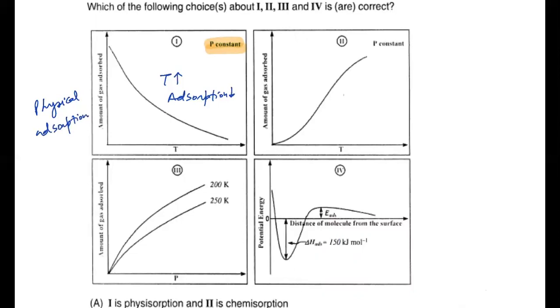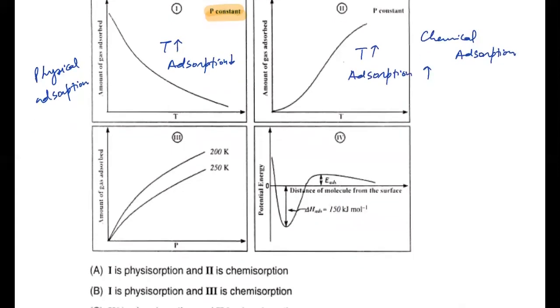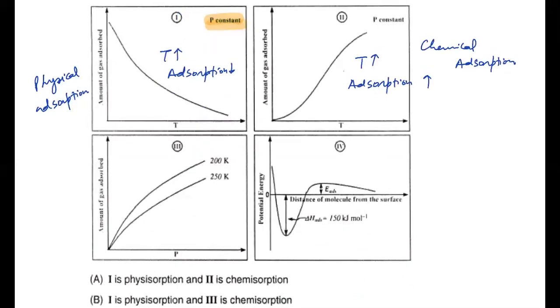Next case, if I see where pressure is constant and on increasing temperature adsorption is increasing, that means it is chemical adsorption. In the third option, you can see again we are plotting amount of gas with respect to pressure, and you can easily notice that at 250 Kelvin adsorption is less, at 200 Kelvin adsorption is more. Means temperature increasing, adsorption decreases. So this is also a case of physical adsorption.